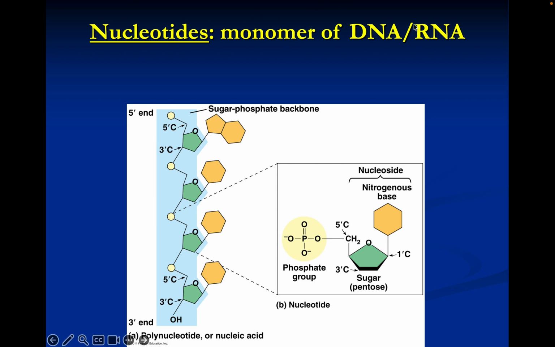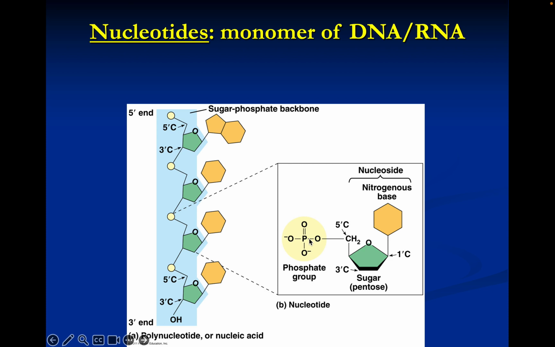Nucleotides are the monomers of DNA and RNA, and a nucleotide is made up of a nitrogenous base, so A, T, G, and C in DNA, or A, U, G, and C in RNA. They'll have a sugar, a 5-carbon sugar, pentose. It could be deoxyribose or it could be ribose, depending on whether it's DNA or RNA.